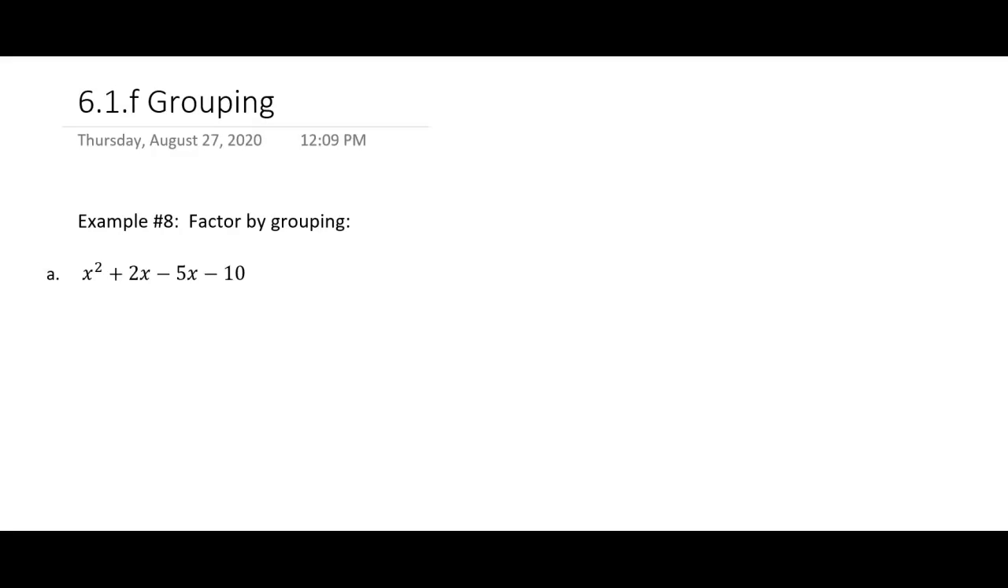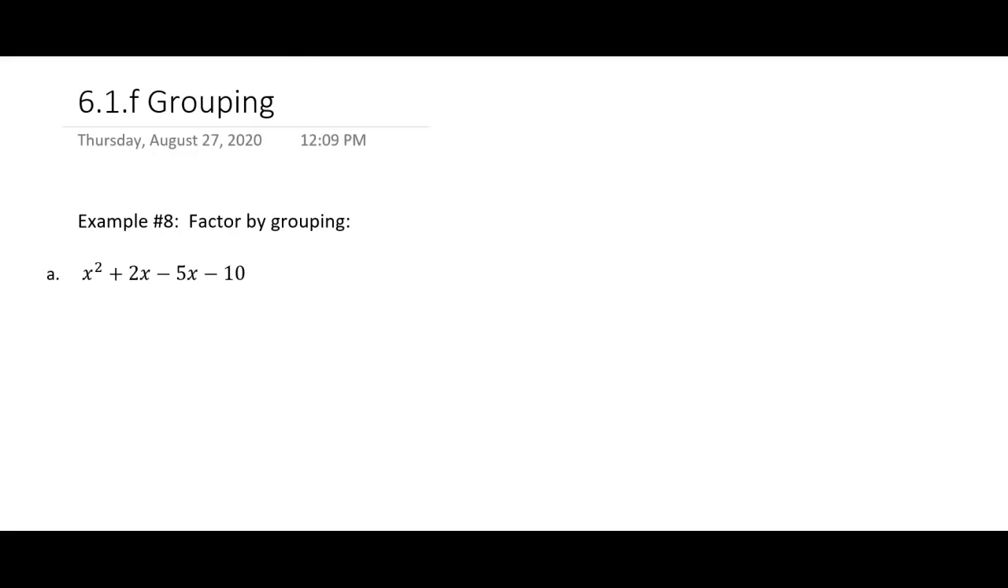So we have some more examples of grouping, and the procedure is the same, but sometimes the symbols are a little bit different, and so we have a different process. So I'll go through it with these two examples, and hopefully it'll get better. Remember, the goal to factoring is to get multiplication, stuff times stuff. Okay, so these next two examples are by grouping, factor by grouping, okay?